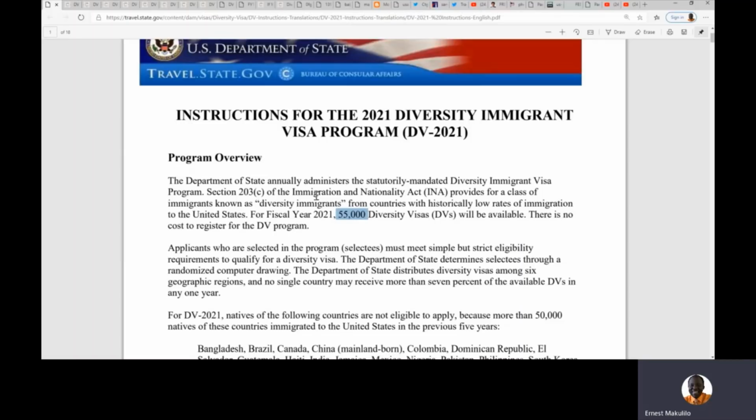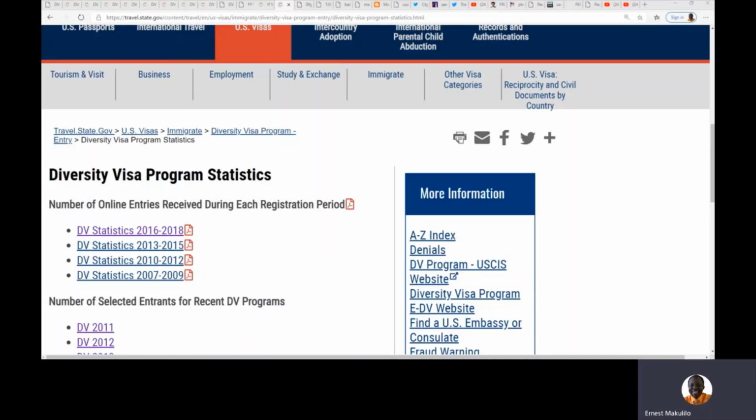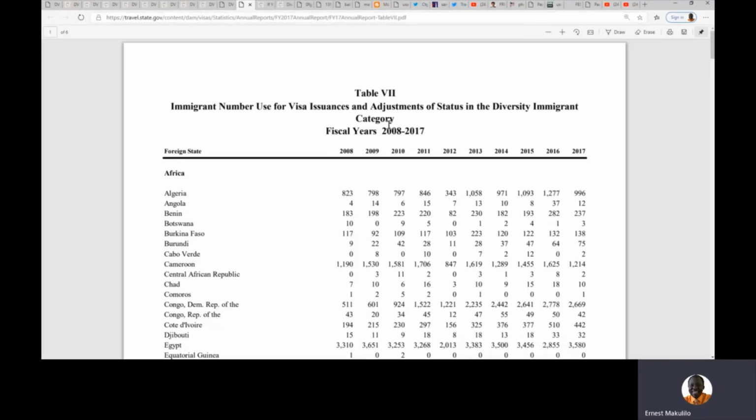If you want, I can show you some information from some of the years where people have won the green card lottery. I can show you some statistics. Okay, let me show you some statistics of winners. These are the statistics from the Department of State, the number of visas which have been issued from 2008 to 2017. You can find the statistics for each country, for instance Algeria, which year, how many people won. So you can see that.